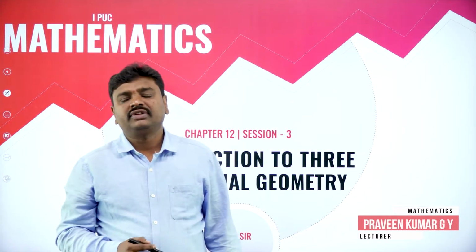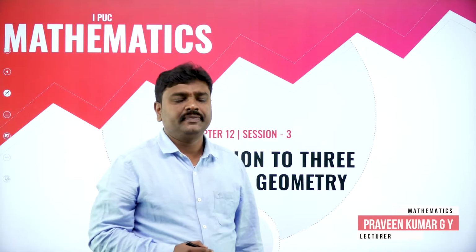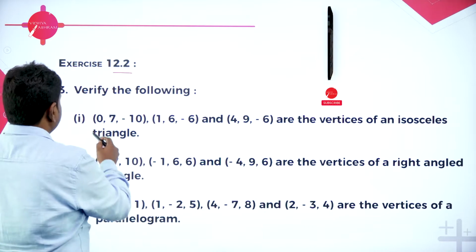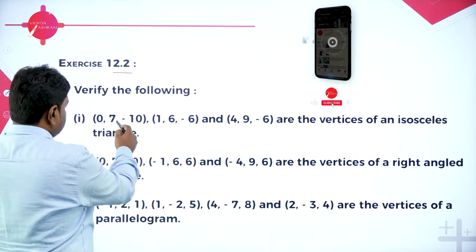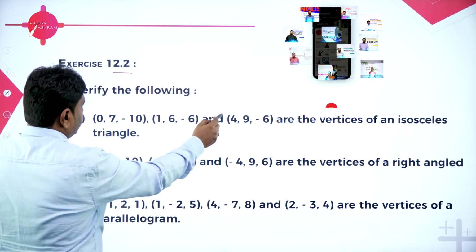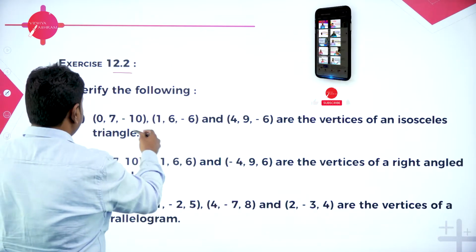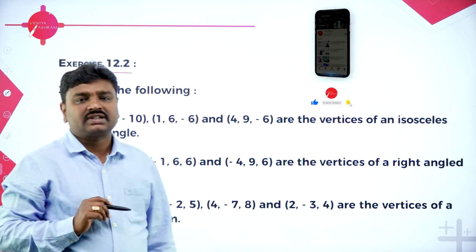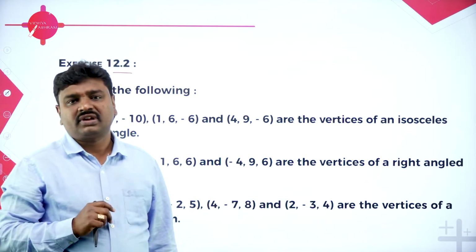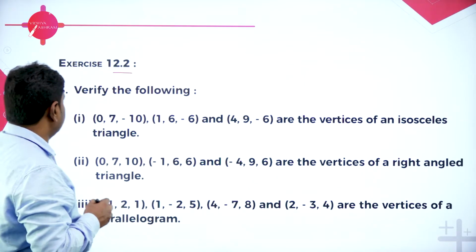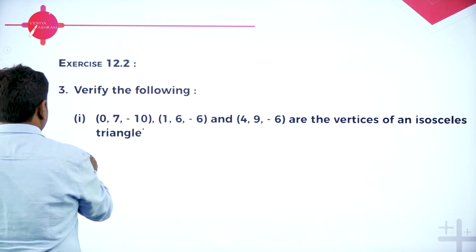Welcome to the session, dear students. Today we'll go ahead with the problems of introduction to 3D, exercise 12.2. Now the first one, (0, 7, -10), (1, 6, -6) and (4, 9, -6). They are asking whether they form the vertices of an isosceles triangle. What is an isosceles triangle? If any two sides are equal, then we call the triangle as what? Isosceles triangle.